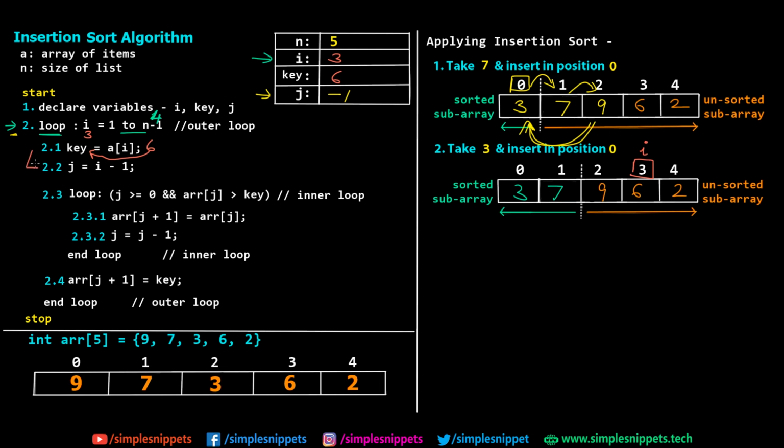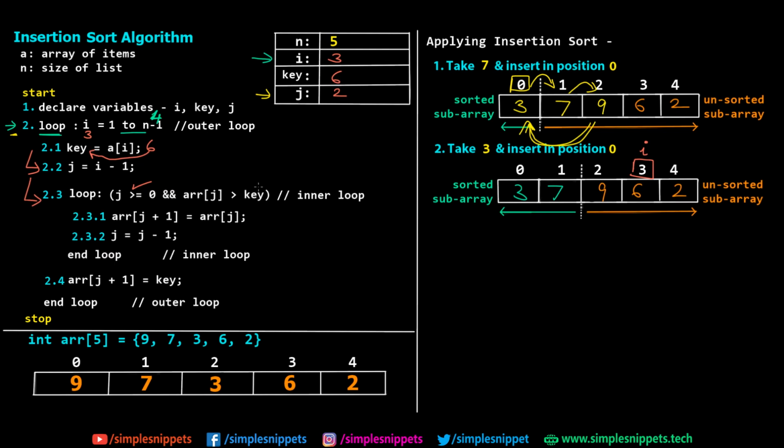Okay. Moving on to step number 2.2. We say j equals i minus 1. The i value is 3. 3 minus 1 is 2. So j becomes 2 over here. Coming to 2.3, I'm moving a little faster because by now you should get the hang of it. We are at the inner loop at 2.3. j greater than or equal to 0. j is 2. So this condition is true.